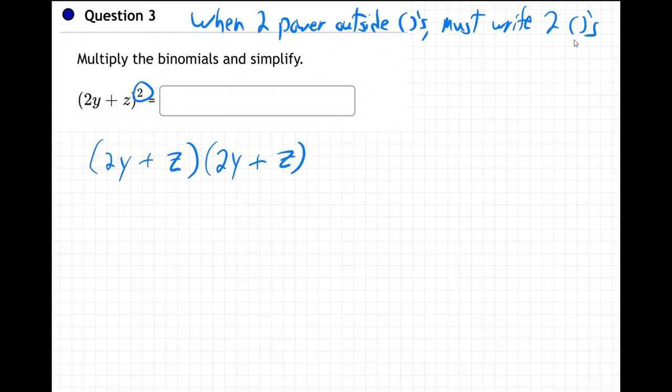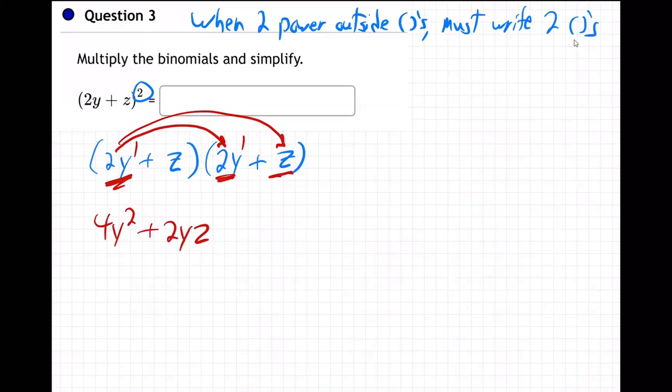Okay, so now we're going to take that 2y and go boom, boom. So 2y times 2y, 4y squared. Remember, the invisible 1 powers on the y's add. And then 2y times z is 2yz. And now he's done. His turn's over.